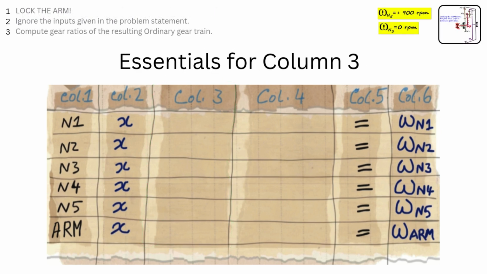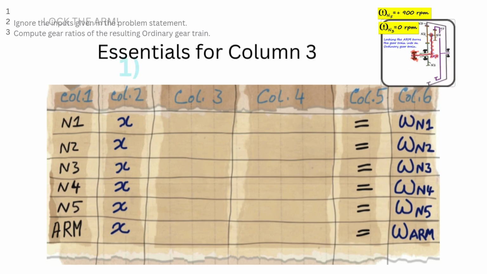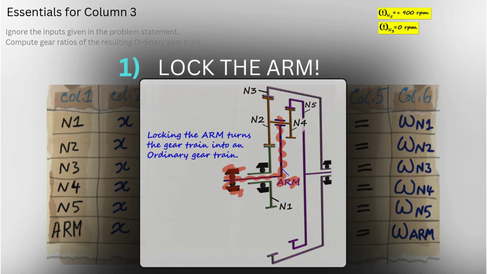There are essentially 3 activities that we do in column 3. Of key importance is the act of transforming our epicyclic gear train into an ordinary one. We do this by locking or freezing the arm. Note, the arm is also sometimes called the planet carrier.